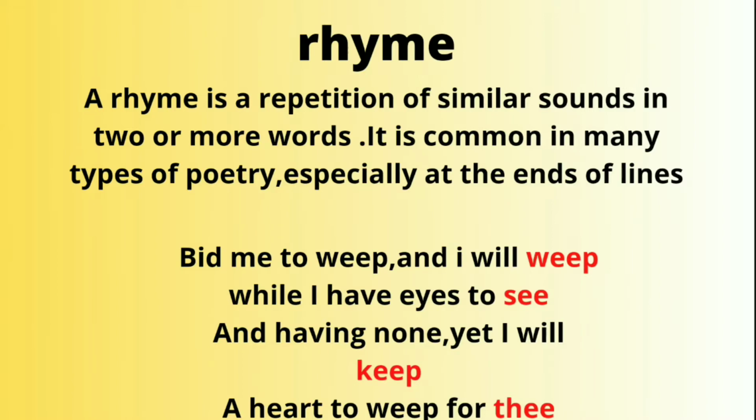Rhyme. What is a rhyme? A rhyme is a repetition of similar sounds in two or more words. It is common in many types of poetry, especially at the ends of lines. For example, bid me to weep and I will weep, while I have eyes to see, and having none, yet I will keep a heart to weep for thee. Here, weep and keep are rhyming words, and see and thee are rhyming words.